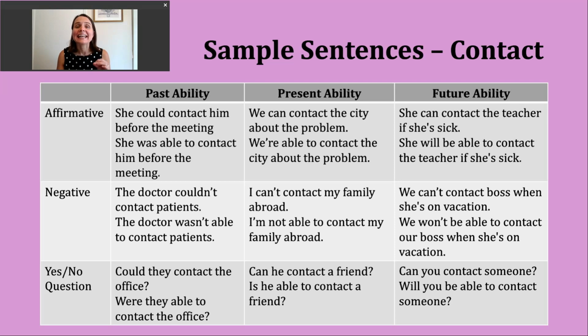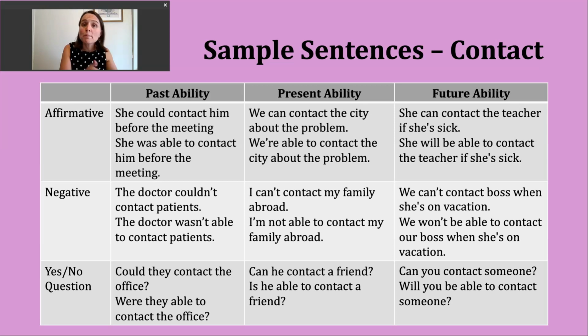Now let's look at negative past ability. To do this, we're going to put a not after our modal or a not after our be verb and then follow that same pattern or same structure. Let's take a look at our two examples. The doctor couldn't contact patients. The doctor wasn't able to contact patients. So again, maybe there was some sort of emergency, couldn't come to the office today.